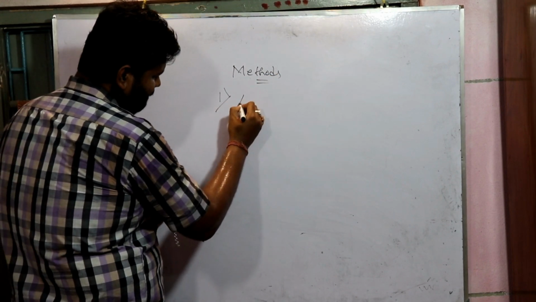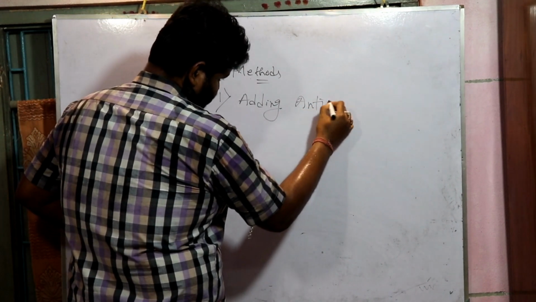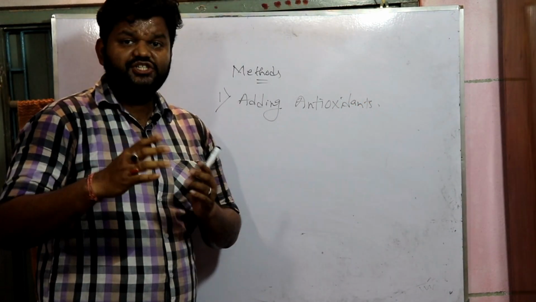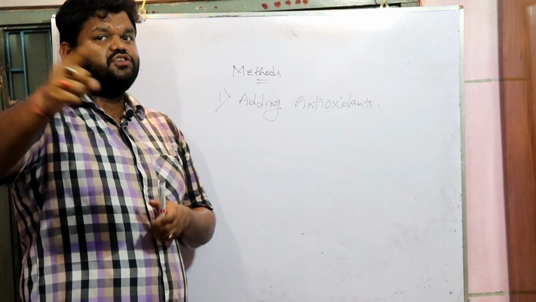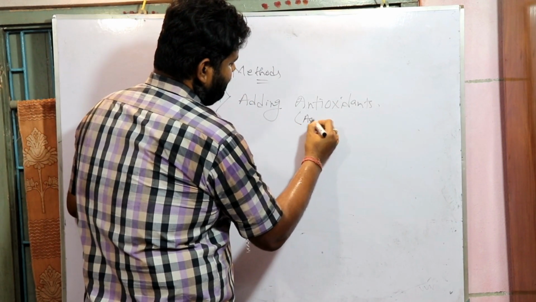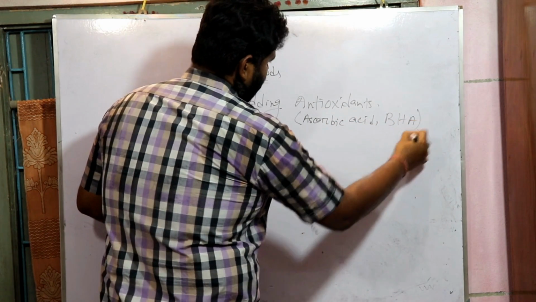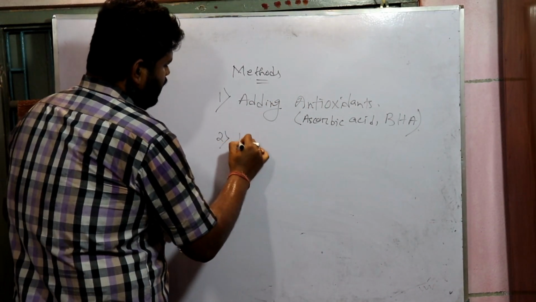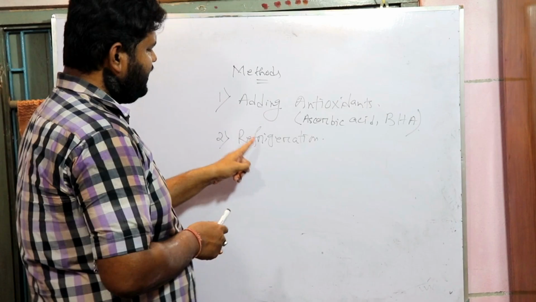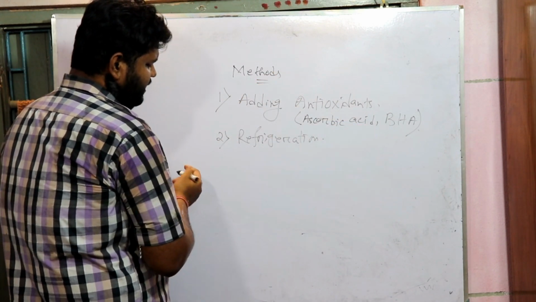Number one, by adding some antioxidants. You know what antioxidants mean? That means substances which prevent the process of oxidation. Adding, for example, ascorbic acid, or BHA. These are antioxidants. Number two, refrigeration. That means if we keep our foods in the refrigerator, then the process of rancidity will slow down.